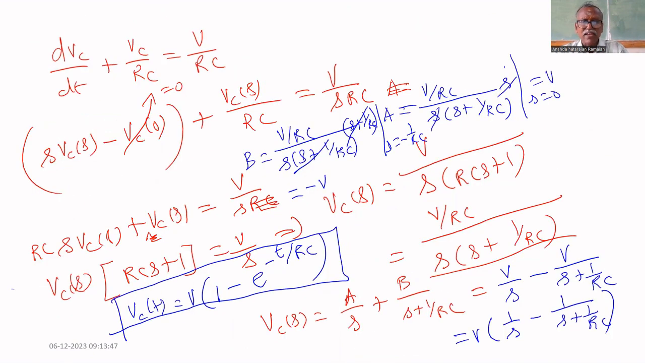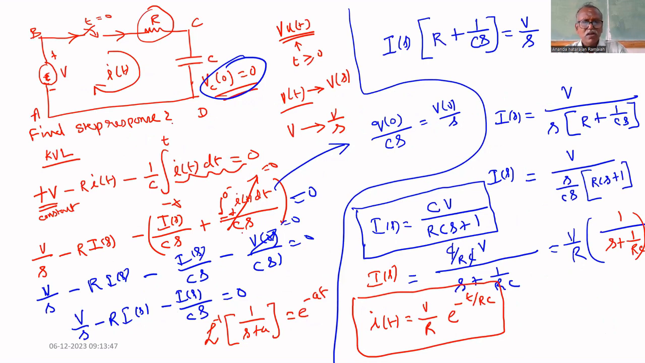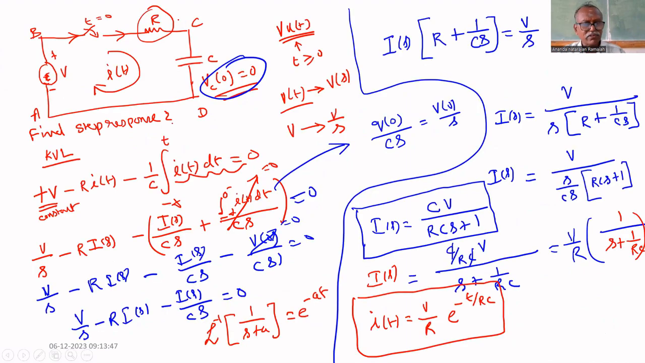In the previous class, we obtained the expression for Vc of t. Now we found the expression for I of t. I of t equal to V by R e power minus t by RC. When t equal to 0, what will happen to the expression? e power 0 equal to 1, so we get V by R. Let us assume that R equal to 10 ohm, V equal to 10 volt, you will get 1 ampere.